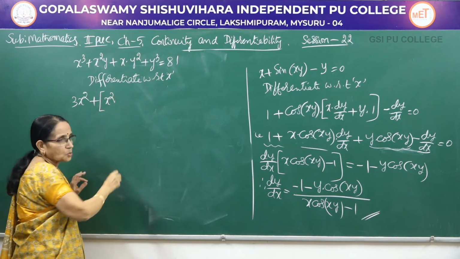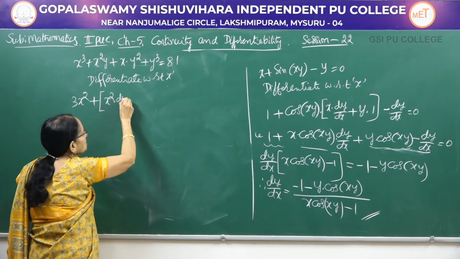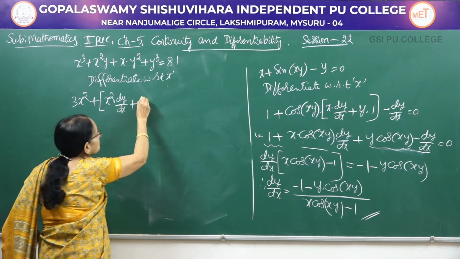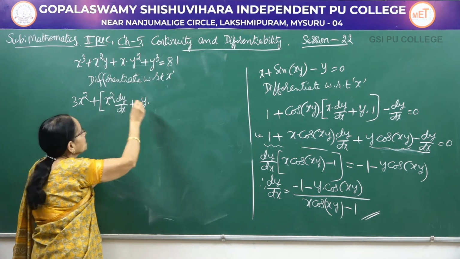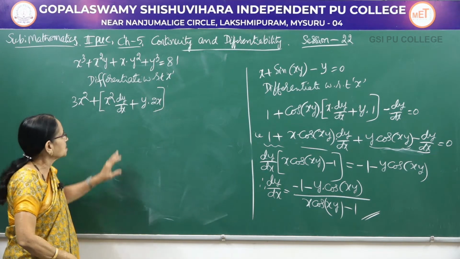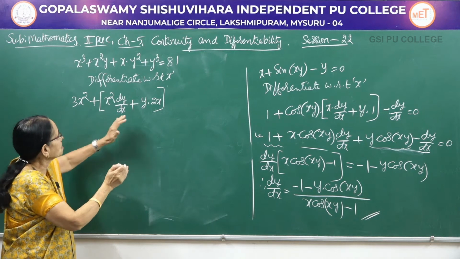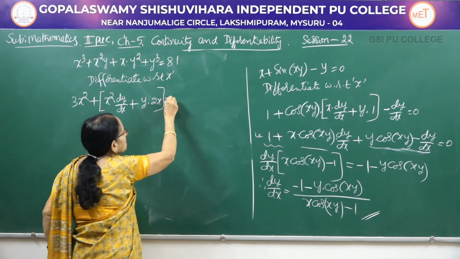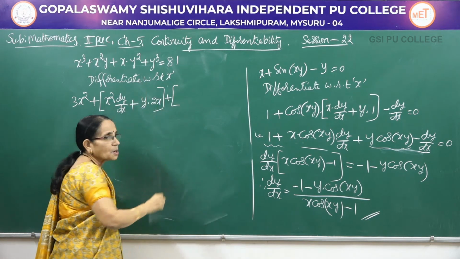First function, I am applying the product rule. First function x square into y becomes dy by dx, plus second function y into derivative of x square is 2x. Okay, just to show that these two are the derivatives of the function. Similarly, here apply the product rule.